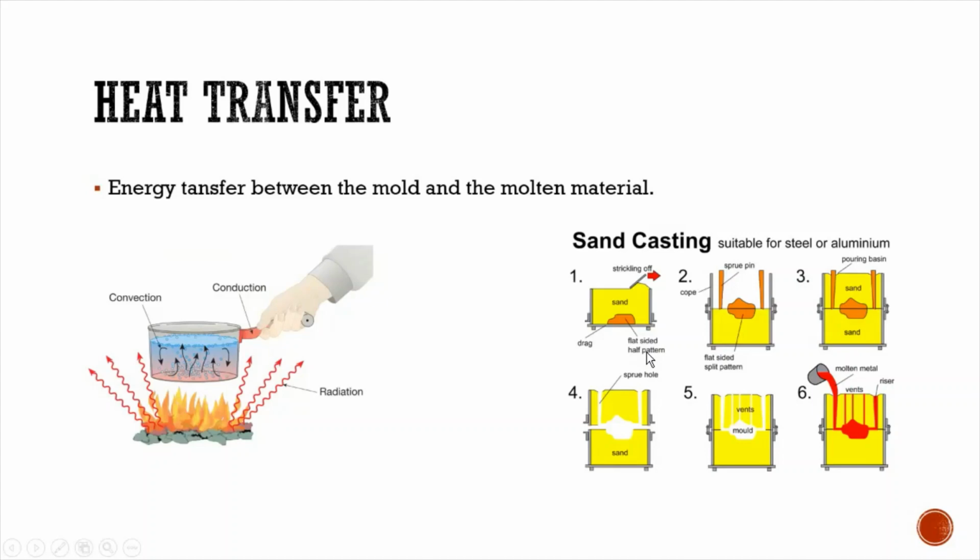The second phenomenon is heat transfer. Basically, what we're trying to study here is how much energy can be transferred between the molten material and the mold and the environment, and how this is going to affect the solidification process. To begin with, we have samples of materials. We need to, of course, heat it up to the melting point, the fusion temperature, in order for it to be molten material.